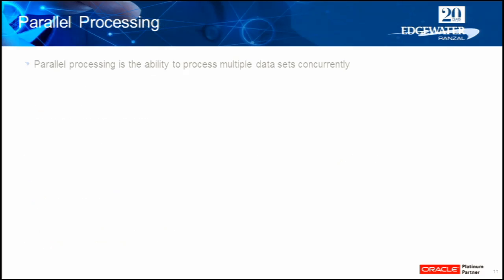All right. So parallel processing, what's it mean? It's the ability to run multiple sets of data concurrently. So from a design perspective, if you go back a couple slides and you think about the question of why are we loading the entire data set as one feed?